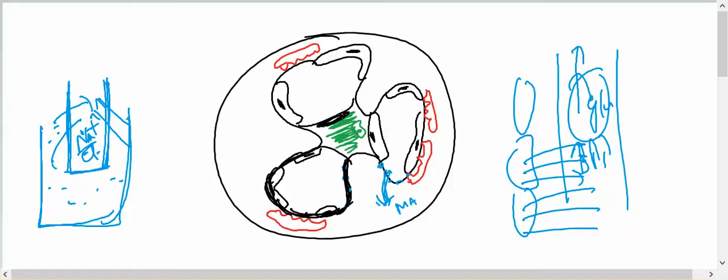Meanwhile, the mesangium also reacts. The mesangial cells produce more mesangium in diabetic patients. So the mesangium also thickens. Understand, brothers?